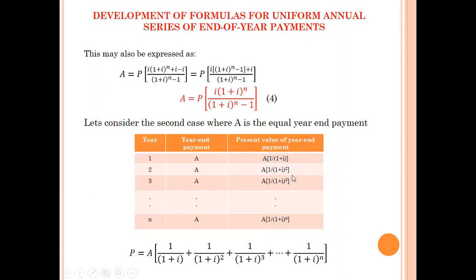What about the second year? The same thing for me. Then it will be A times 1 over 1 plus i to the second power. The third year, it will be the third power. And for the nth year, it will be again A times 1 over 1 plus i to the nth power. So I should sum all of them to be able to calculate the present worth. When I sum all of them, I can take A outside the parentheses, and it will give me such an equation, okay?